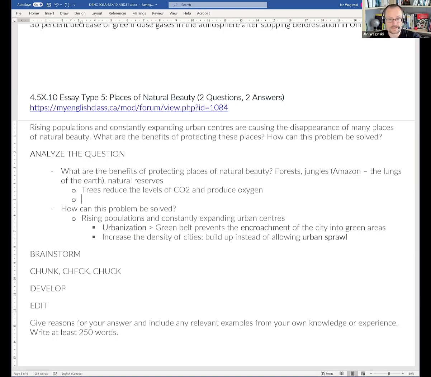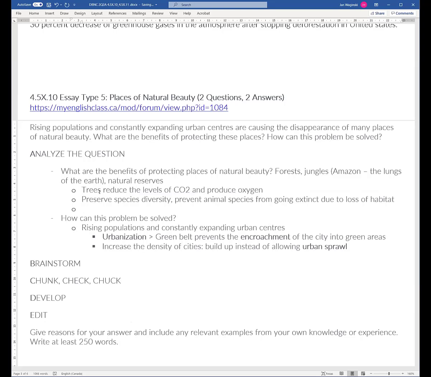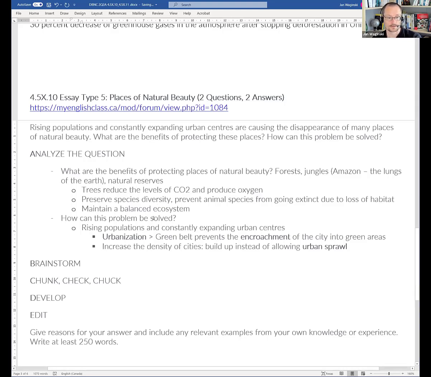Okay, and what else do we need these places of natural beauty for? Who lives in those places, or what lives in those? Animals. Yeah. So maintain a balanced ecosystem. Yeah. These are all good phrases. Ecosystem, ecologic system. So these are good phrases that you should use.